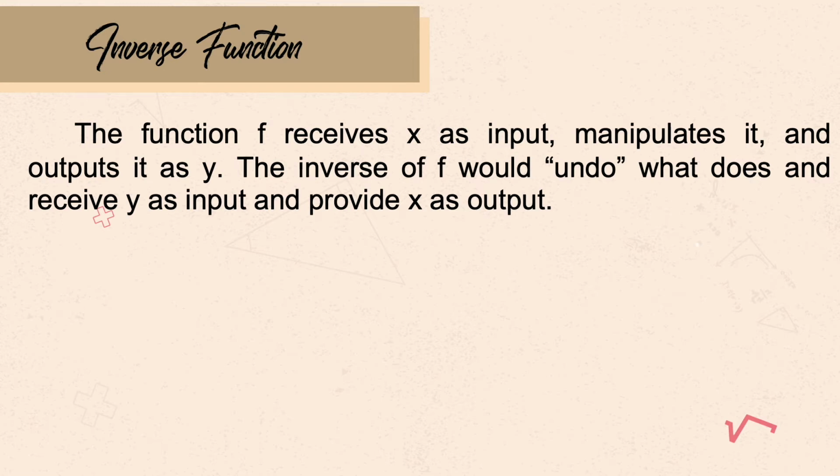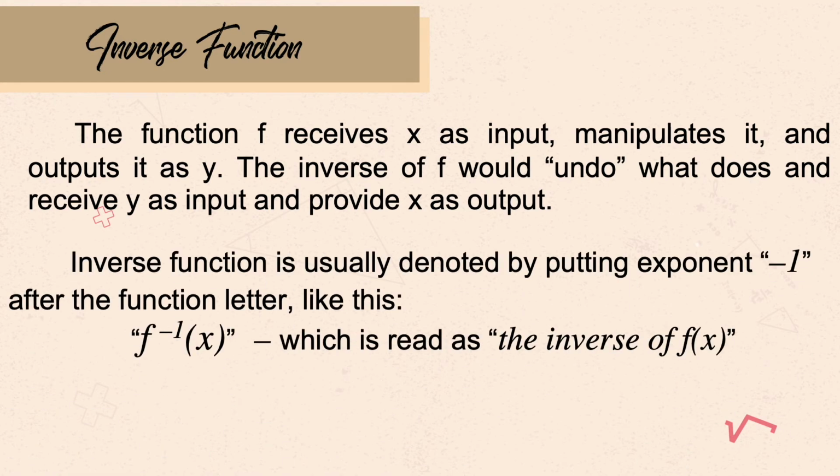So, if a function takes inputs and multiplies them by a certain number, then the inverse would take inputs and divide them by the same number. For the inverse of a function, f must be a one-to-one function. The inverse function is usually denoted by putting exponent -1 after the function letter, like this: f raised to -1 of x, which is read as the inverse of f of x.